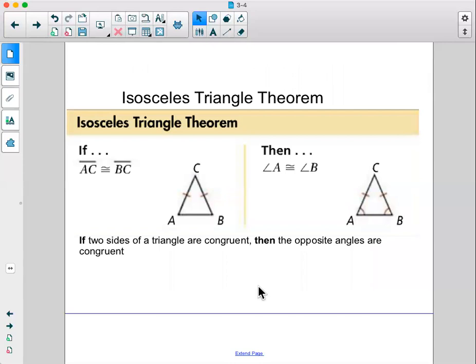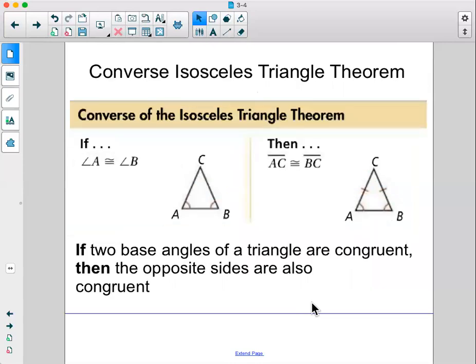The isosceles triangle theorem states that if you have an isosceles triangle, then the base angles will be congruent. And the converse is also true. If you see a triangle that has two congruent angles, then you know this must be an isosceles triangle. You know those must be the base angles, so they must be surrounding the base, in which case the other two sides are the legs that are congruent.